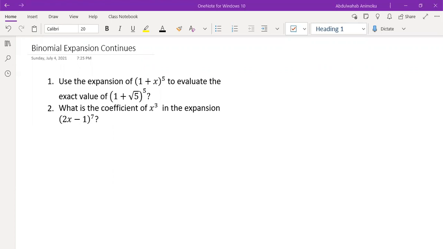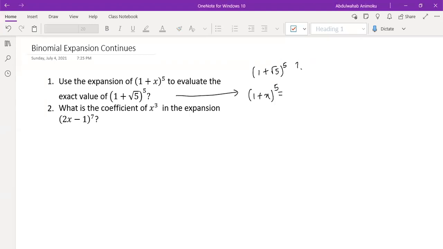In this problem, we are asked to use the expansion of (1 + x)^5 to evaluate (1 + √5)^5. I think this is quite clear what you have to do. Now, you can evaluate this directly if you like, but let's start with the evaluation of this.